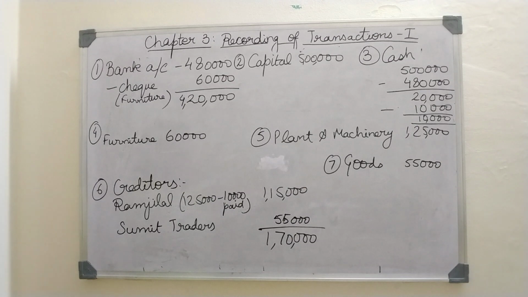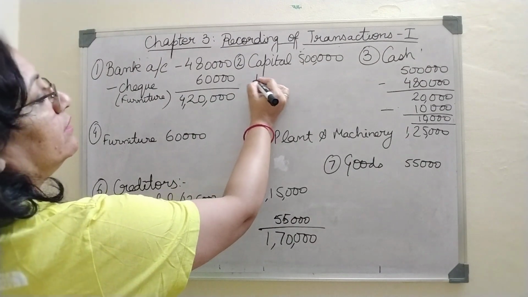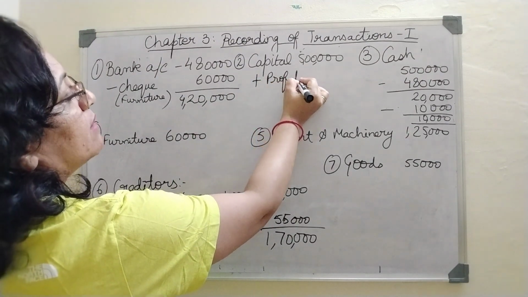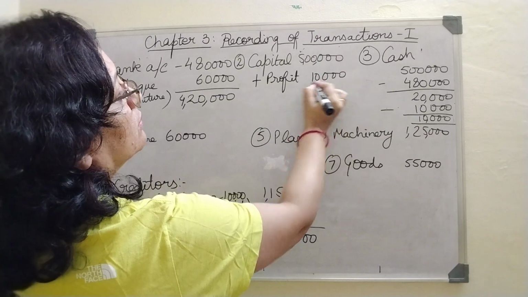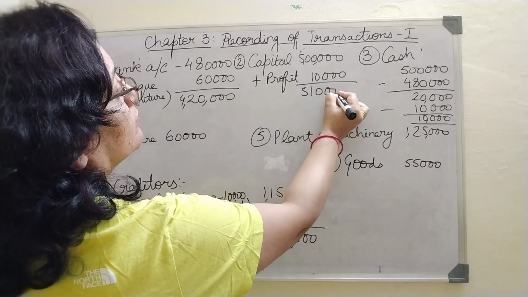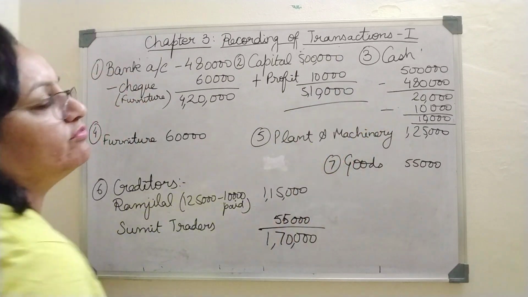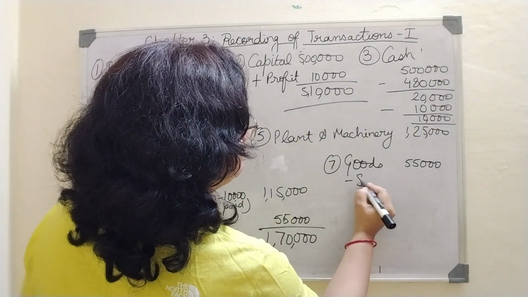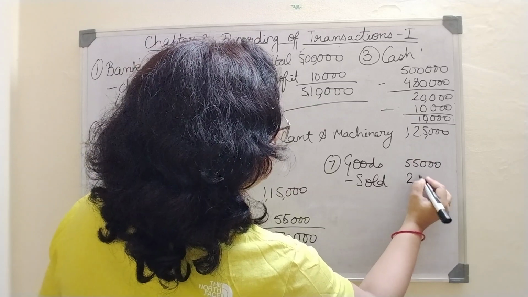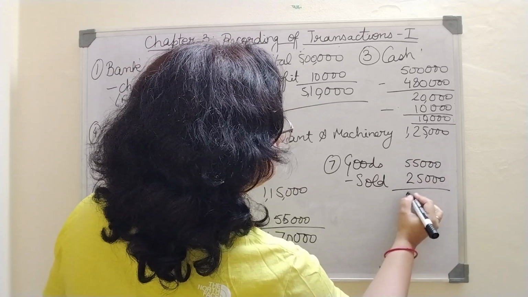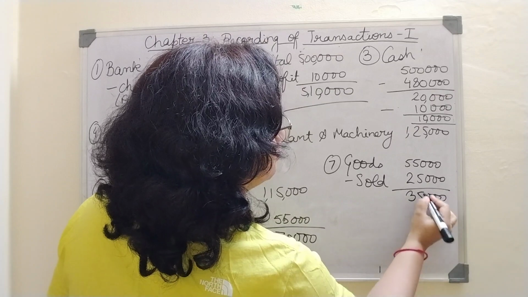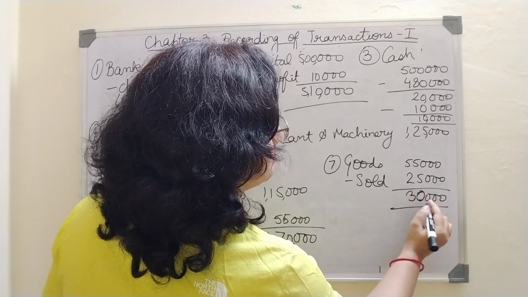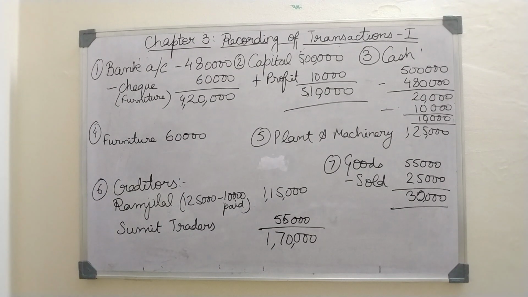Means 25,000 thing if I am selling in 35,000, then how much profit am I getting? 10,000. So always remember, profit is added to capital. Profit is added to capital. Now goods costing 25,000 sold. So it means 25,000 is sold. So how much goods are left with us? For 30,000. Okay. So goods are left with us of 30,000.